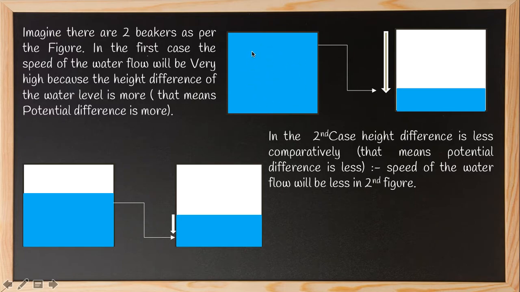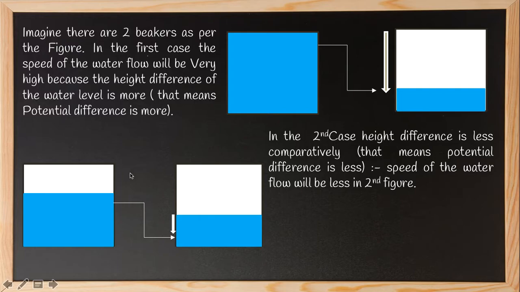In the first beaker, you can see water is filled till the rim of the beaker. So if this beaker is emptied, then the water will move with high force and a lot of speed because it is filled till the rim. That means there is high potential difference. There's a lot of height difference. So this is high potential and this is low potential. So the potential difference is more. That is why there is high speed of water flow.